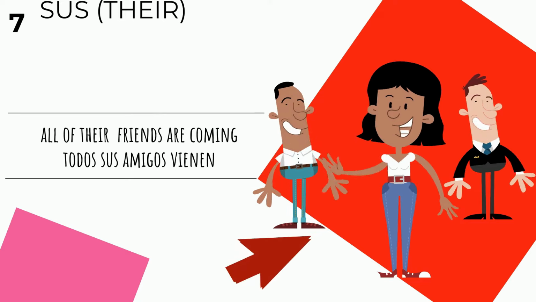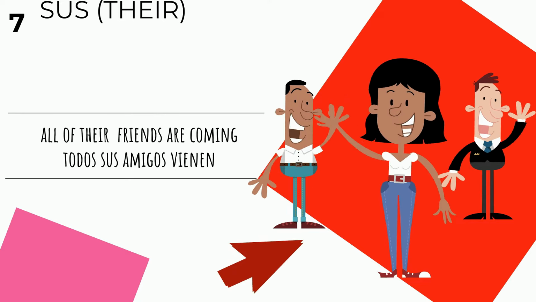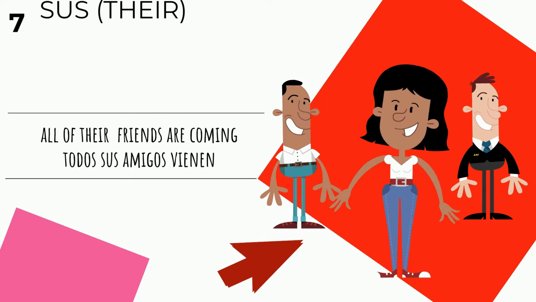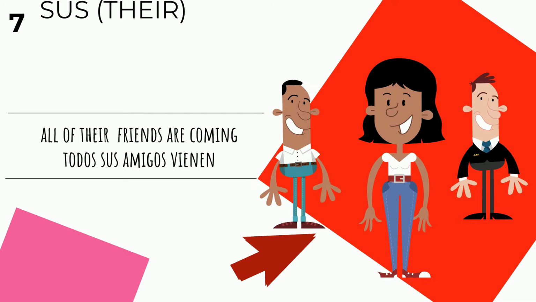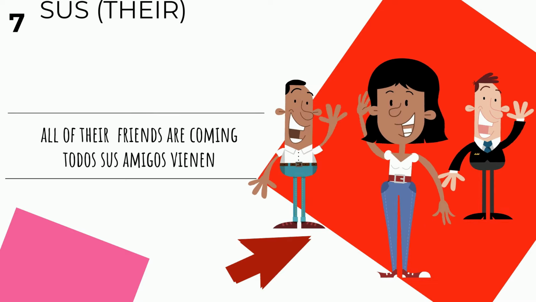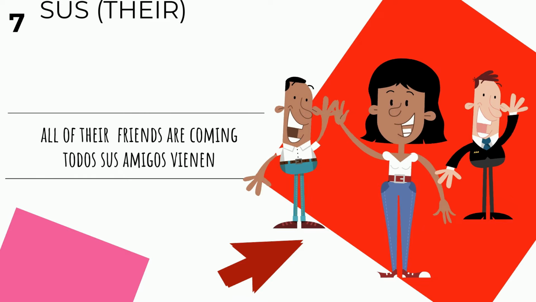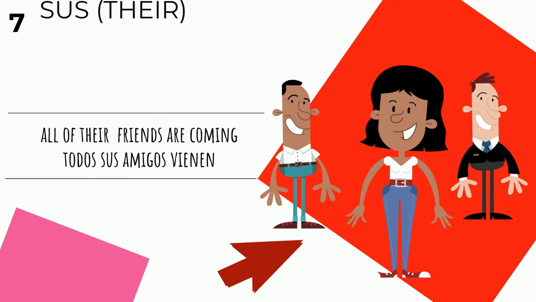Número 7. Sus, their. All of their friends are coming. Todos sus amigos vienen. All of their friends are coming.